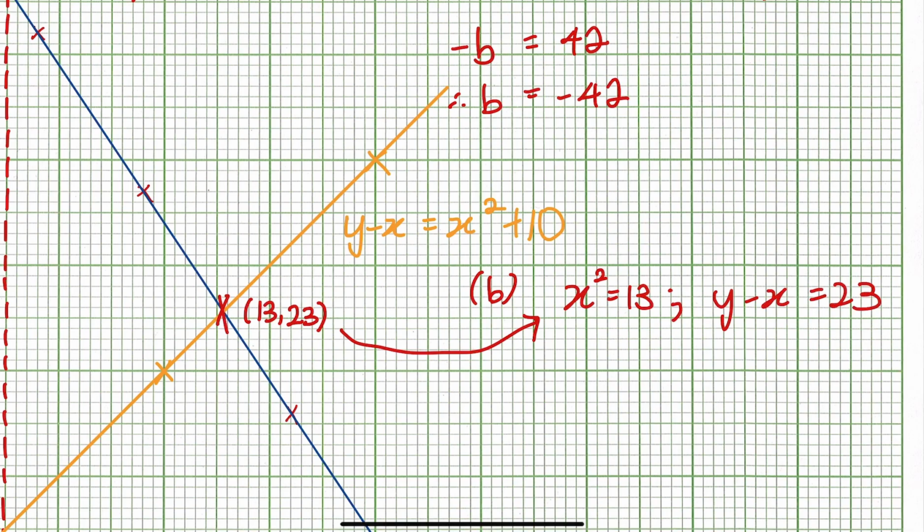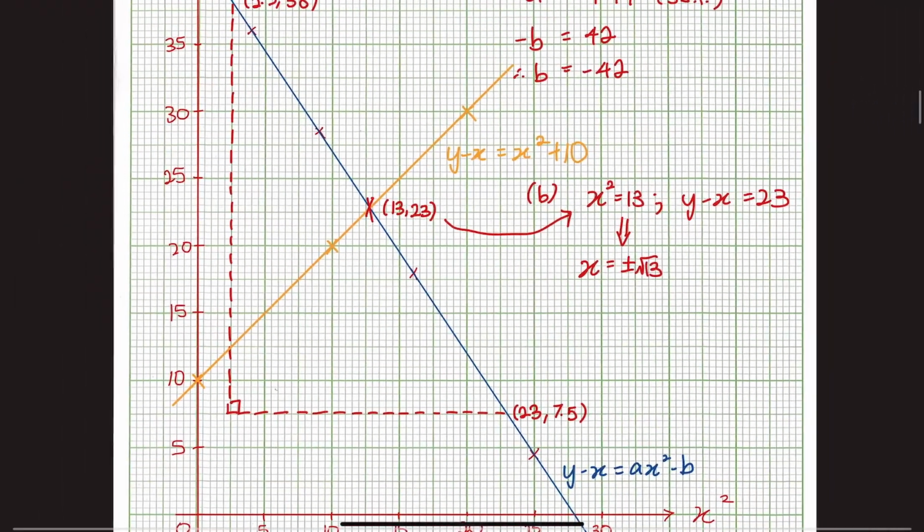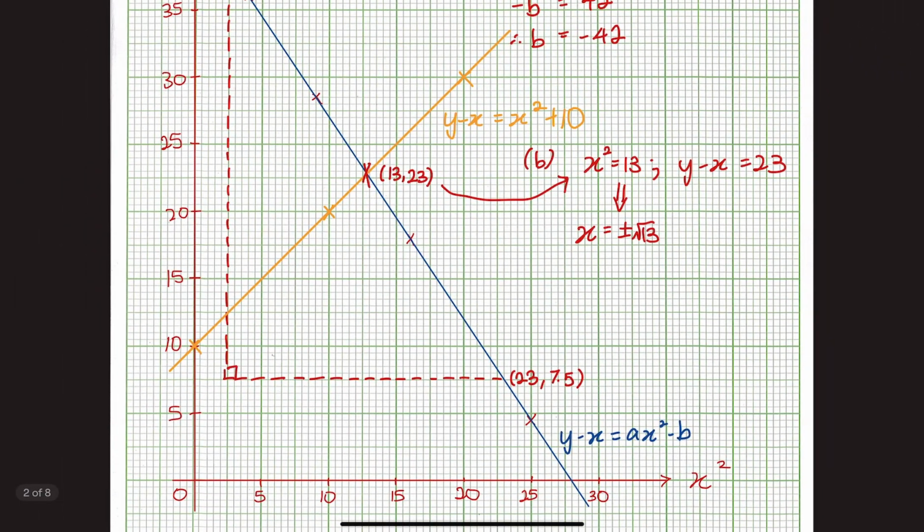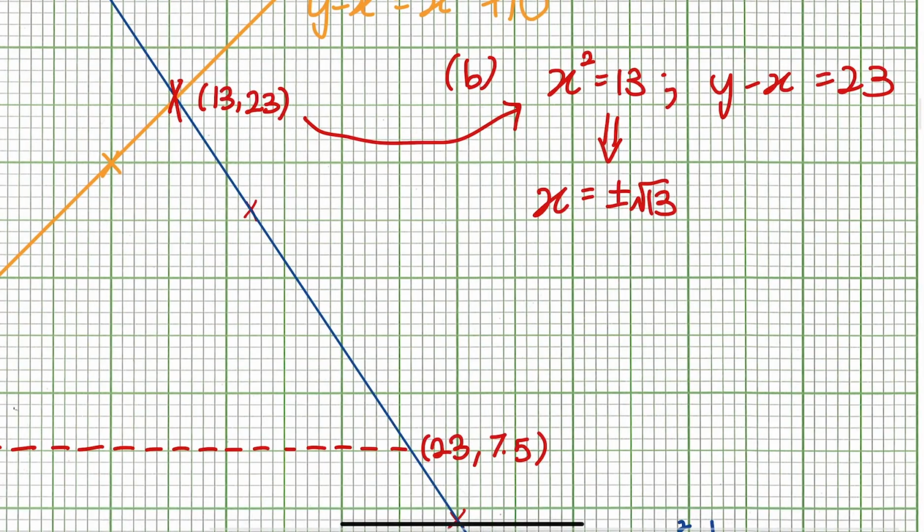So how do I solve this from here? I can get that, therefore, x will be equal to plus minus square root 13. In this case, take note, based on this graph, we can see that x is obviously a positive value. So I reject x equals negative root 13, as x is more than 0. Therefore, x is equal to positive root 13.